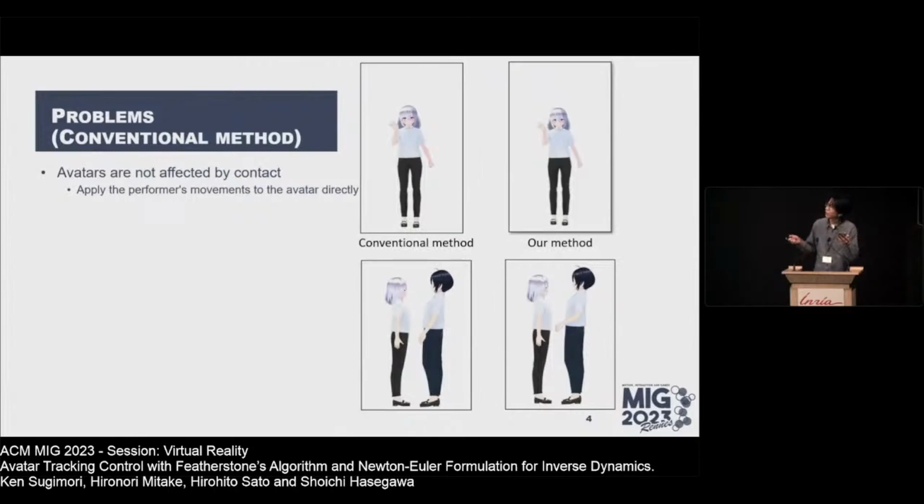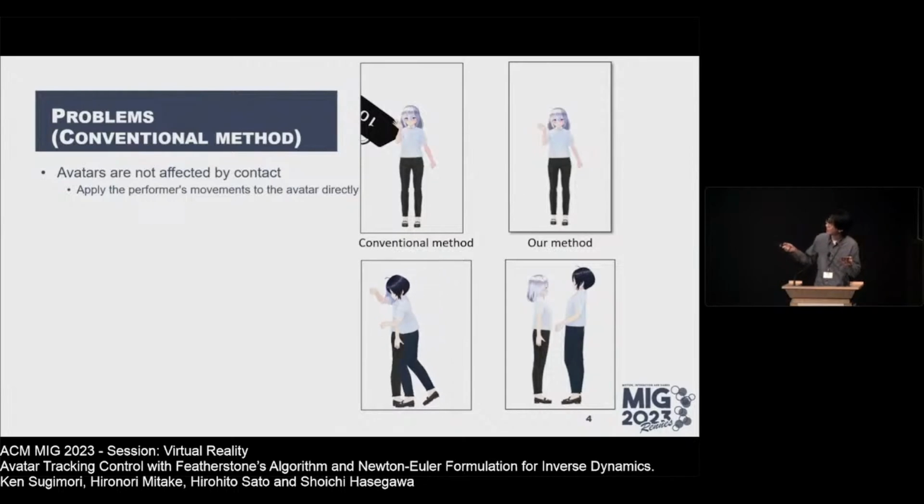Avatars are not affected by contact. In the conventional method, when an object collides with an avatar, like this, the avatar does not move. And when avatars come into contact with each other, like this, as in hugging, they penetrate. Currently, avatar applications are challenged by these problems.